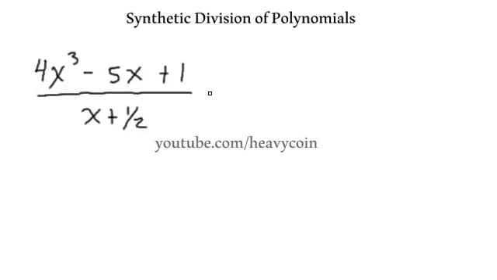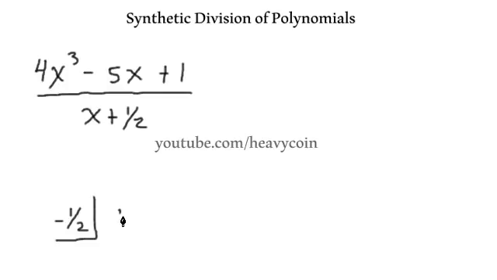Alright, so we already got this one written out. 4x cubed minus 5x plus 1 over x plus a half. And so we're going to set this up. It's the opposite of whatever this half is, which is going to be a negative a half.